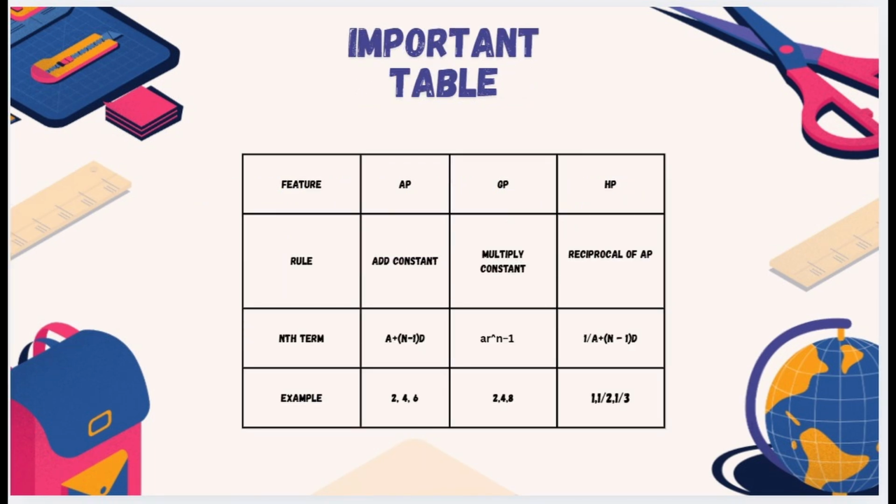Important table summary. To summarize, AP uses a constant addition rule. an equals a plus n minus 1 times d. GP uses a constant multiplication rule. an equals a r to the power of n minus 1. HP is based on the reciprocal of an AP. an equals 1 over a plus n minus 1 times d.